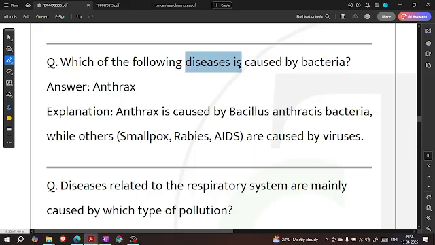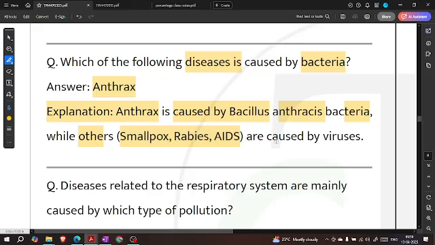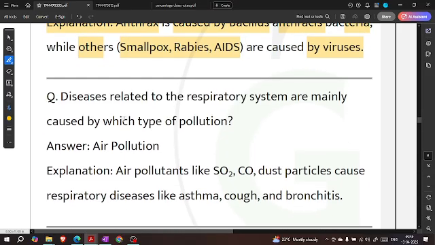Which of the following diseases is caused by bacteria? Anthrax. Anthrax is caused by Bacillus anthracis bacteria, while others, smallpox, rabies, AIDS, are caused by virus.